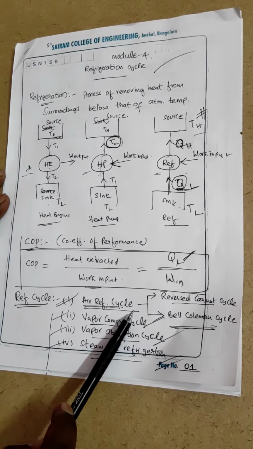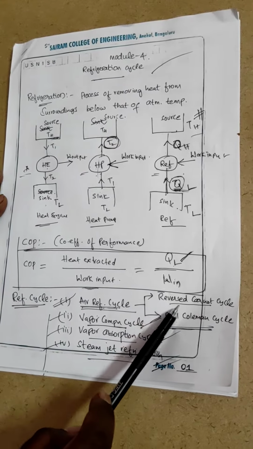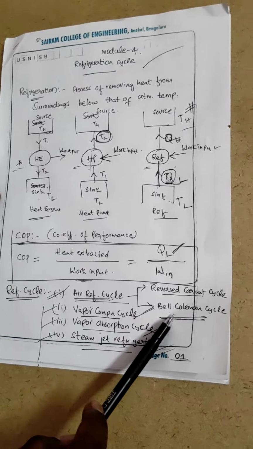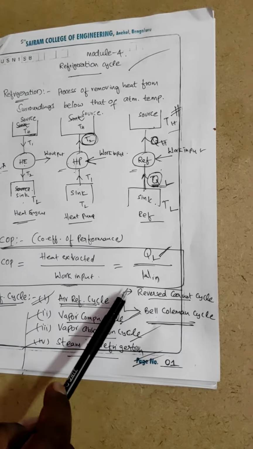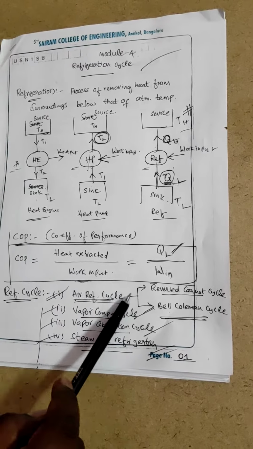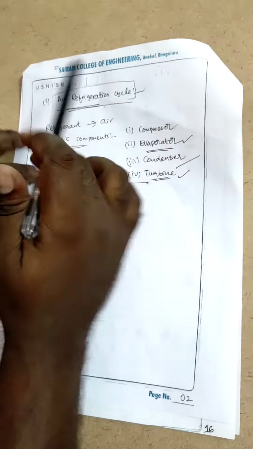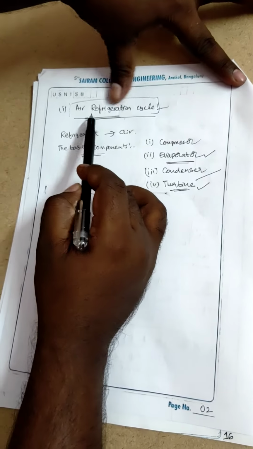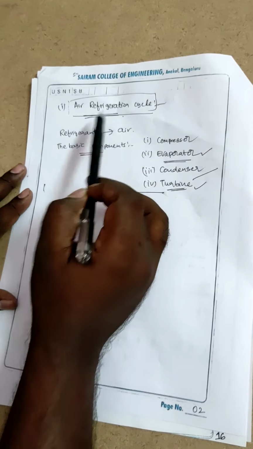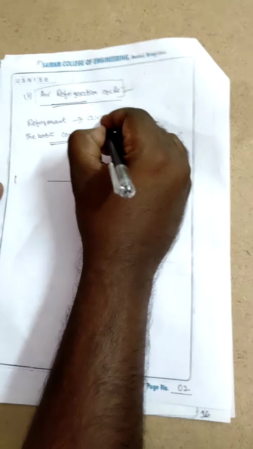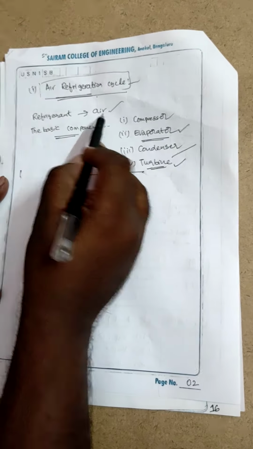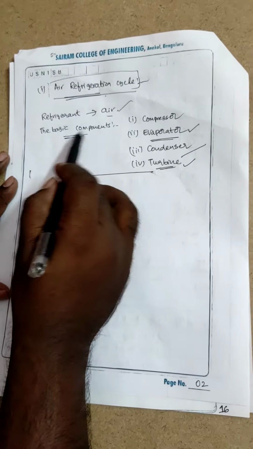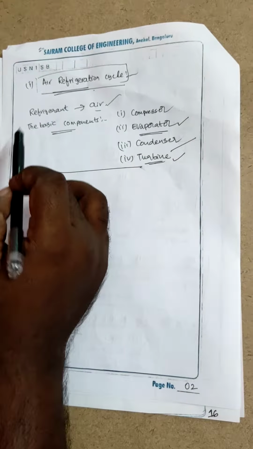Again, the air refrigeration cycle is classified into two types. One is the reversed Carnot cycle, the next one is the Bell-Coleman cycle. So now let us see what exactly the air refrigeration cycle is all about. If you look at the air refrigeration cycle, the name itself says air is used as a refrigerant. That's why it is called air refrigeration. Let's see what the basic components are that we come across in the air refrigeration cycle.